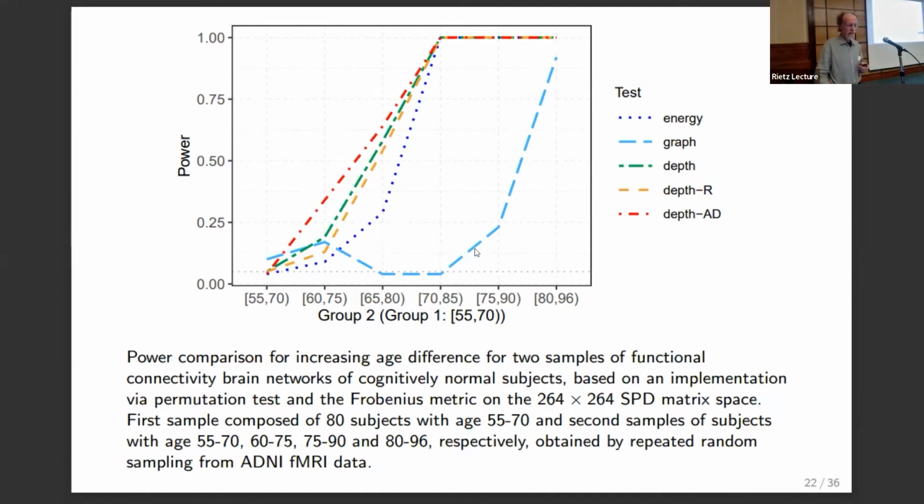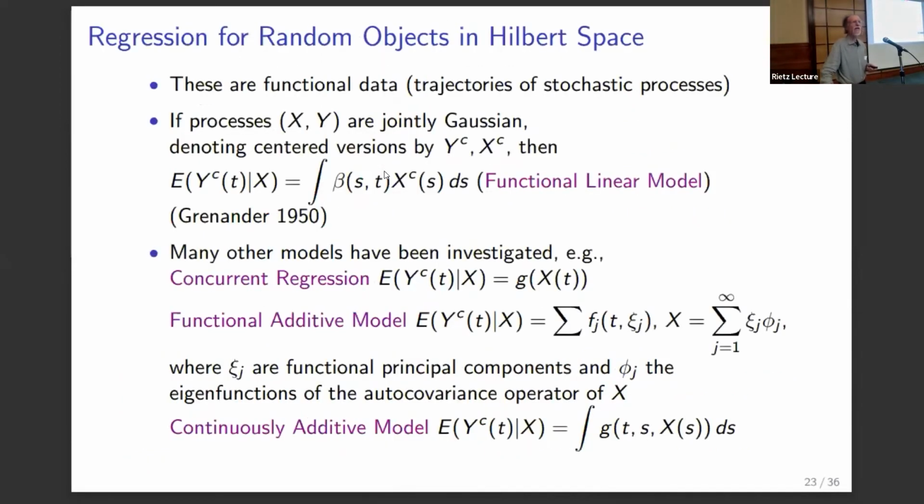The dashed blue one here is the graph-based test. What you also want is that at 5570, you keep the level of 0.05, which some tests do, some other tests do not. This shows that this test has promise in some applications. Okay, so this was my first part.